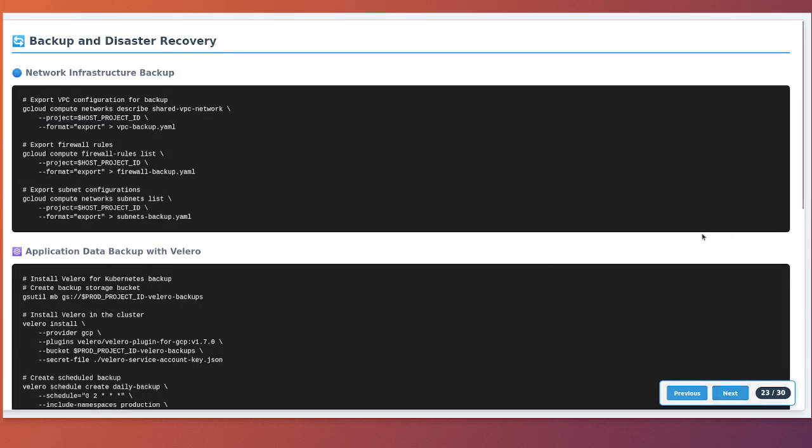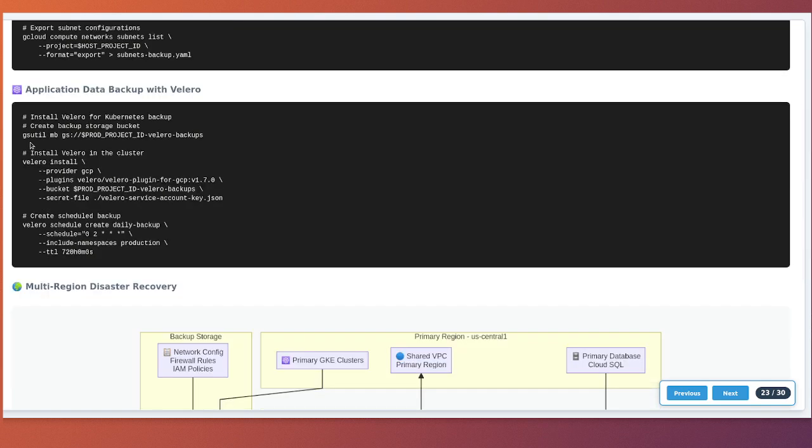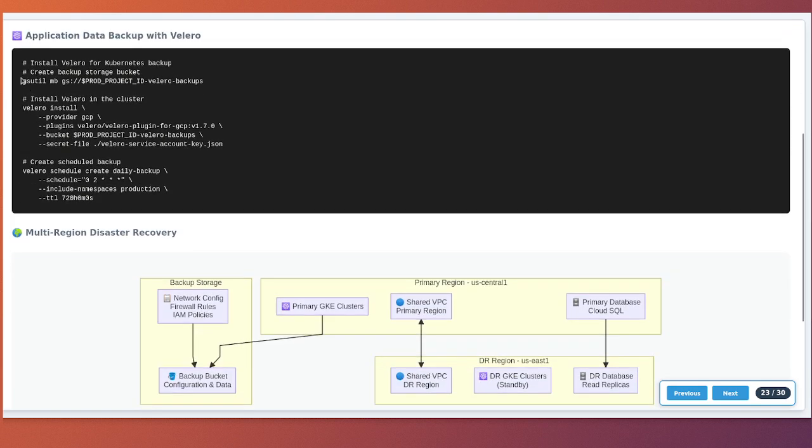Backup and disaster recovery. Disaster recovery in a shared VPC environment requires planning for both network infrastructure and application data. The shared nature of the network actually simplifies some aspects of DR planning. For network infrastructure, the host project contains all the critical networking components. This means you need to back up VPC configurations, firewall rules, and routing tables. Google Cloud automatically backs up most of this configuration, but you should document your setup.